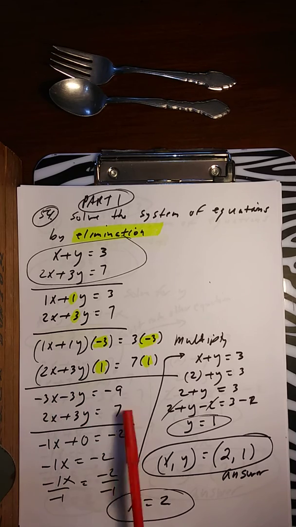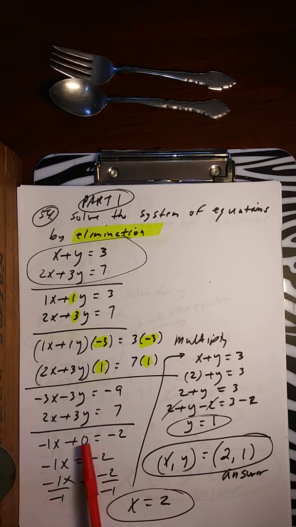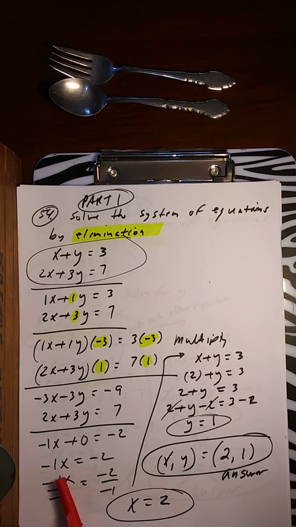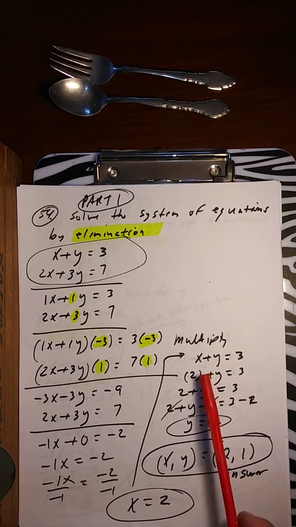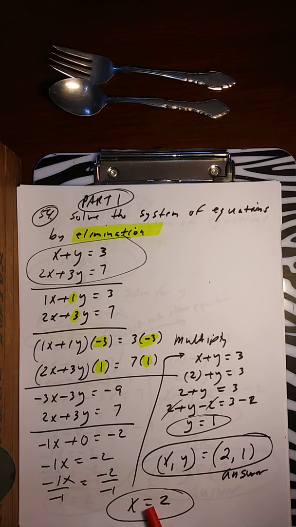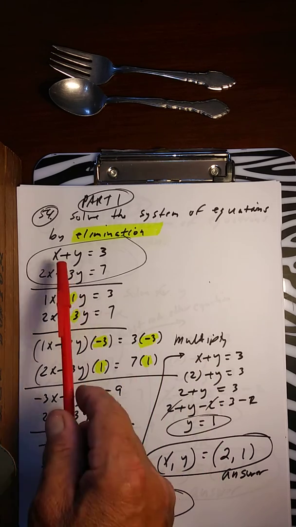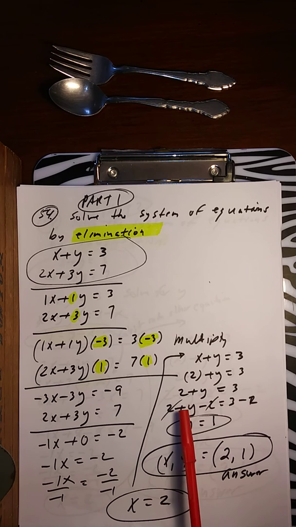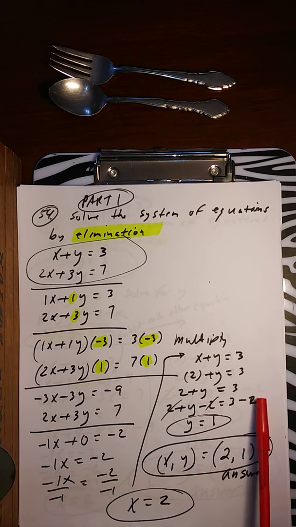Add them straight down. We're going to have negative 1x and 0 and negative 2. Negative 1x is negative 2, divided by negative 1, divided by negative 1. So we have x is 2. Put this back in there. Substitute back in the other one. So 2 plus y equals 3, minus 2, minus 2. So y is 1. So x, y is 2 and 1.